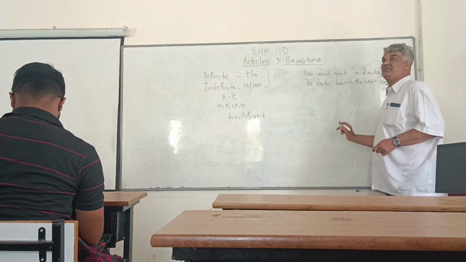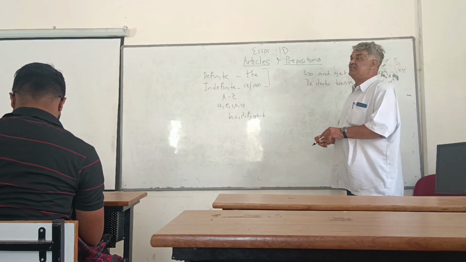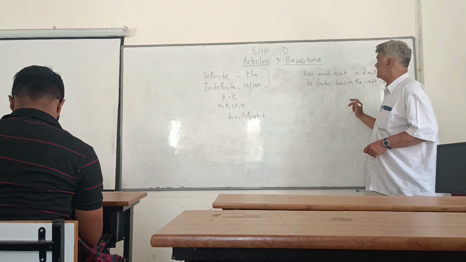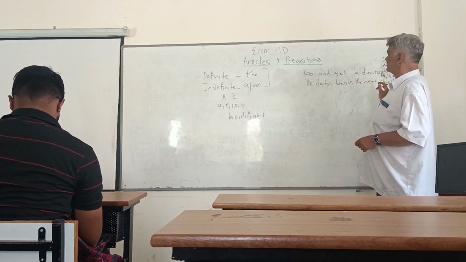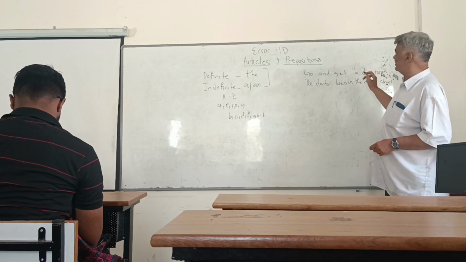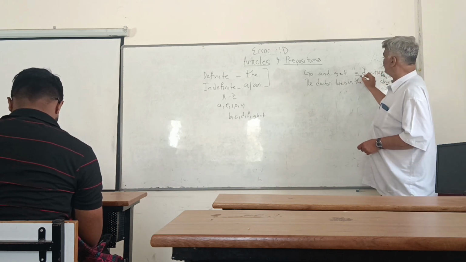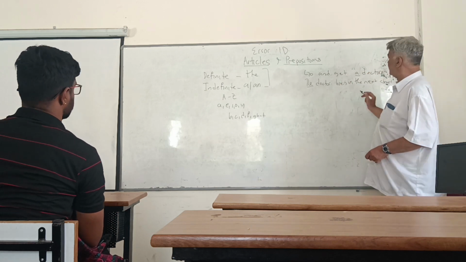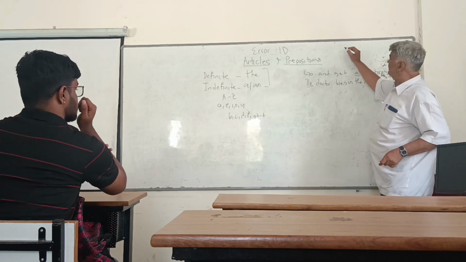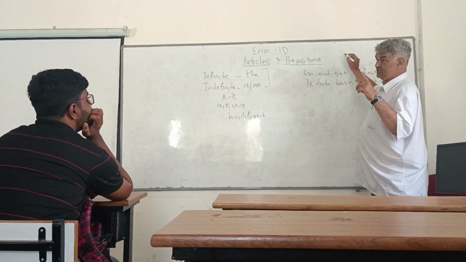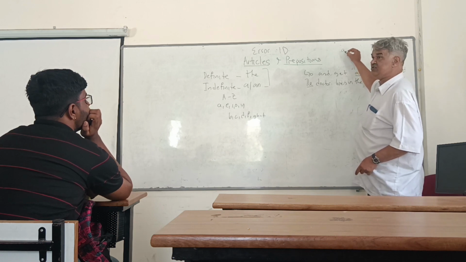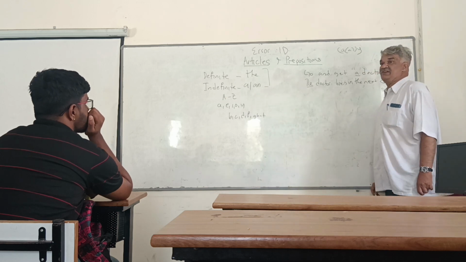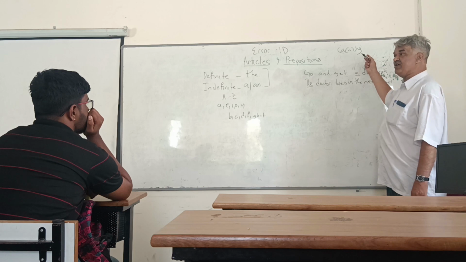I think this is the example given in Wren and Martin. Okay? I think this is the same example given. Go and get a doctor. The doctor lives in the next street. Right? Now, here, why do we use "a" here and why do we use "the" here? See, "go and get a doctor." You can also look at it like this: "a" or "an" in the sense of "any." Go and get a doctor means any doctor.